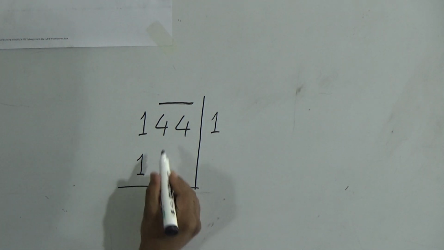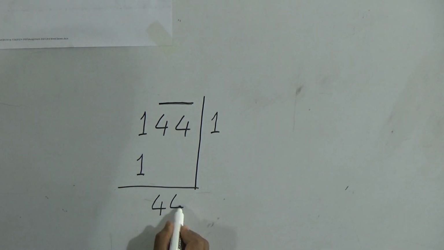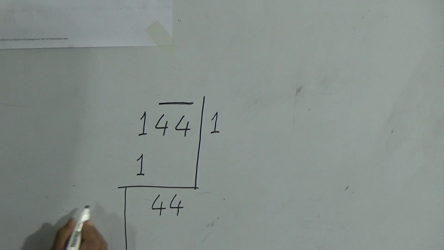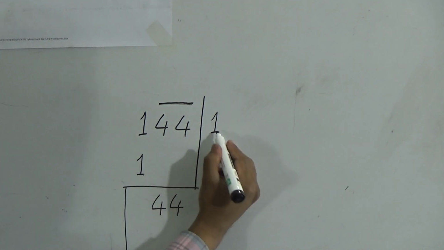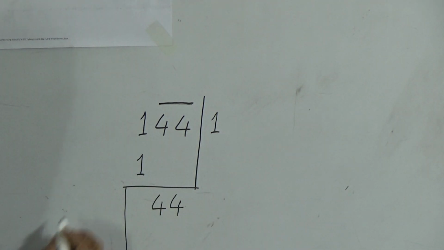Now we'll write down these two numbers together here. Now it makes how much? It makes now 44. In the left side of 44 we will give a column line. You know the process how to solve it. It's very easy. Now we will write down in the left side of this line double of this one. Double of this one means 1 multiply 2, that's equal to 2.